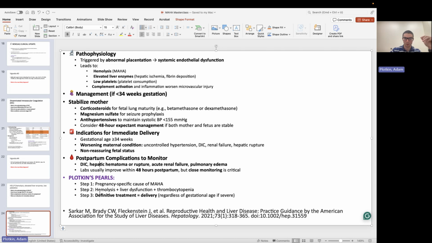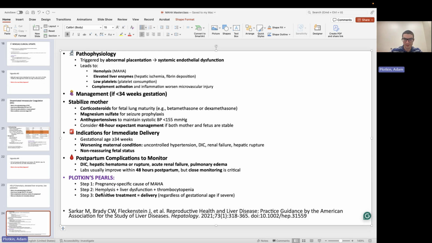So Plotkin's pearls for Step 1, we're going to want to think about a pregnancy-specific cause of MAHA. Think about HELP, right? The classic Step 1 question is they'll give you the hemolytic anemia labs, and then they'll give you low platelets and ask what else might you see, and one of the options will be elevated AST and ALT. That's going to be your answer because they want you to think about HELP. For Step 2, now we're putting the full clinical picture together. When I see hemolysis plus liver destruction plus thrombocytopenia in the third trimester of pregnancy, they want me to pick HELP as the answer.